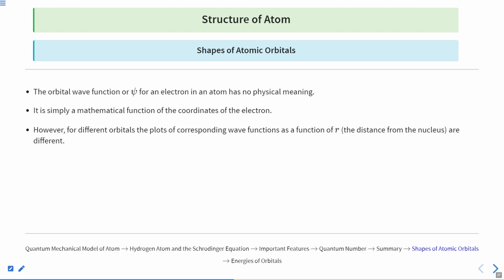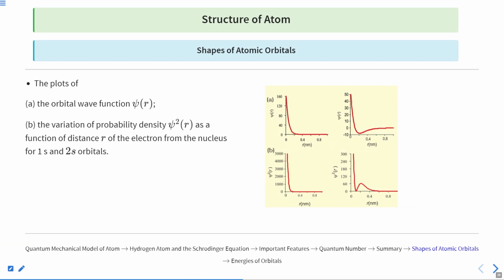However, for different orbitals, the plots of the corresponding wave function as a function of r are different, and that gives rise to the shapes, because it is basically the plot, or you can think of a function which defines the electron density over a surface, and that gives you the shape. Clear? Got it? So here is a diagram for you.